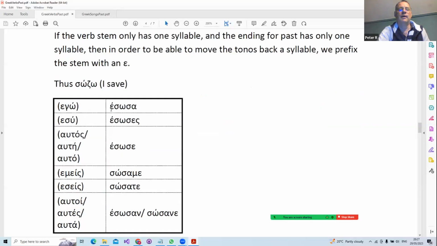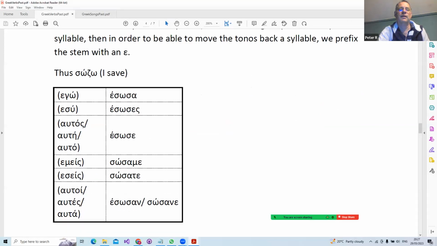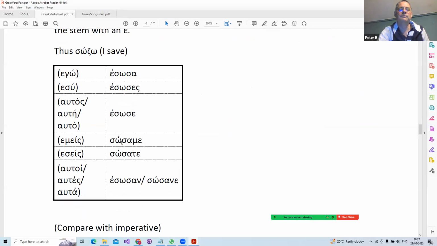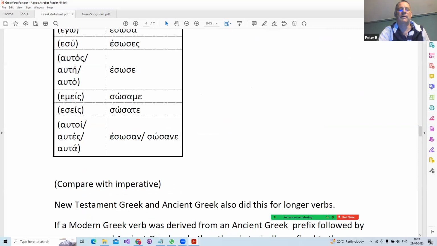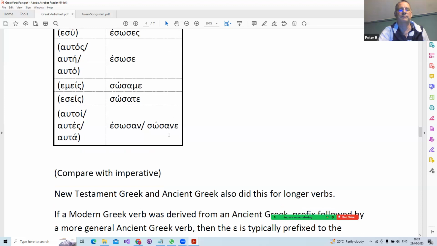So you get esosa, esoses, esose. Now, because we've got the two-syllable ending, we can't go moving the tonos back, so we don't bother with the e. So we get sosame, sosaste, and then again the pair, esosan and sosane. And so these two are actually anagrams of each other, if you like anagrams.